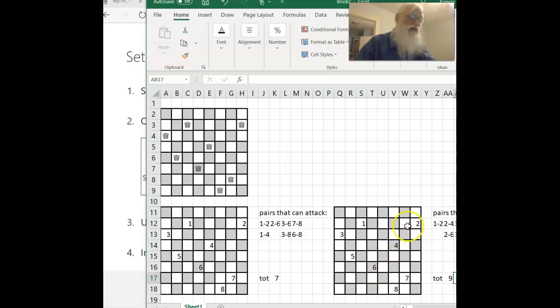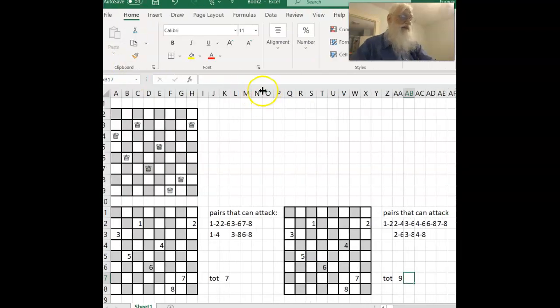But the 4 could move to 8, the 6 could move to 8. So when you're talking about neighbors here, you'd be talking about a very large number of neighbors. And what you would have to do is compute all of their pair attacks and see which one would be best.